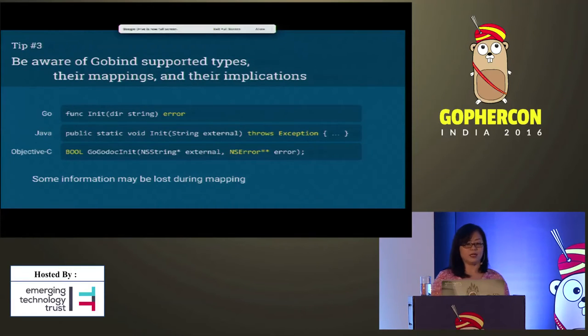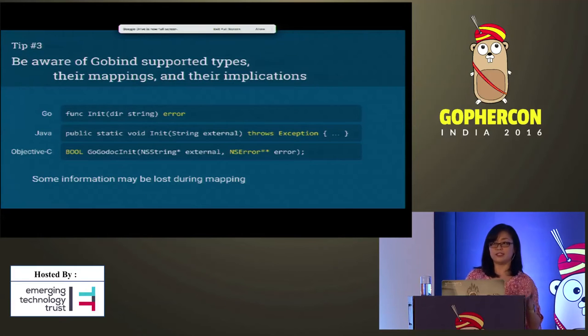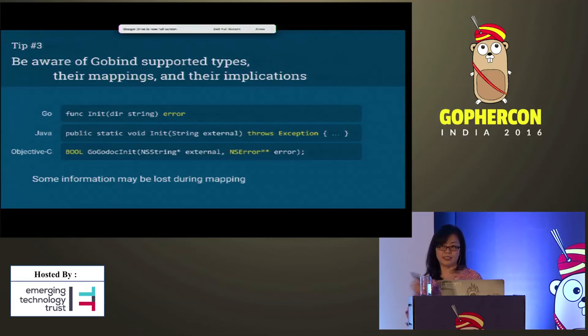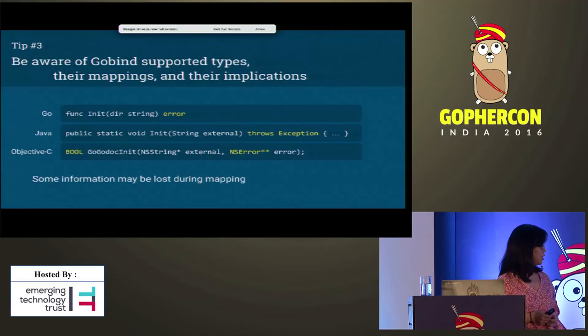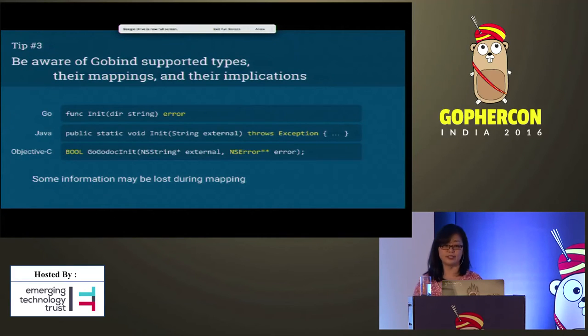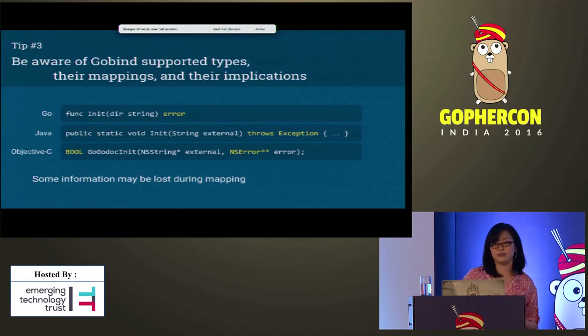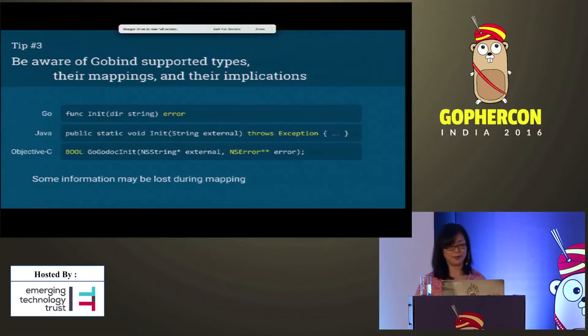And the third tip is to be aware of GoBind supported types, their mappings, and their implications. As I mentioned before, it's not a goal to map every Go type into Java or Objective-C perfectly, so there are some strange things. For example, Go's error type will be translated into a Java exception, or Objective-C's NSError type. They are all errors, right? But they are different, so some information, such as the underlying error type, may be lost. So you have to be aware of it. In most cases you don't have to worry about it, but sometimes you need to know about it.